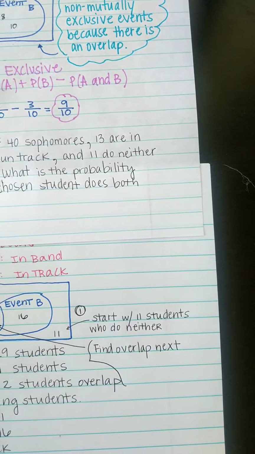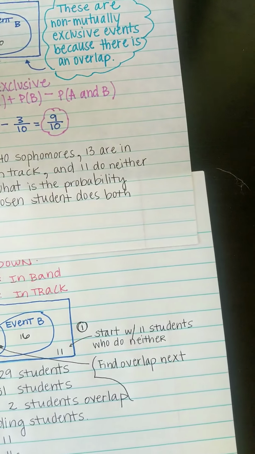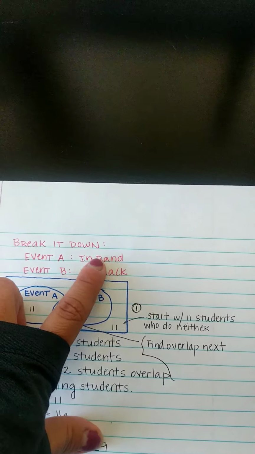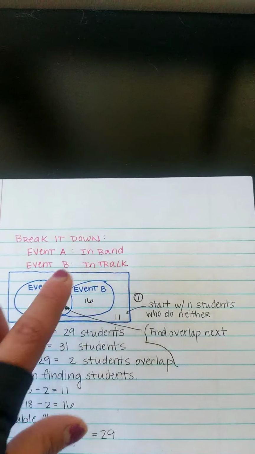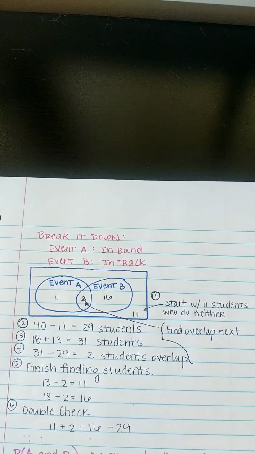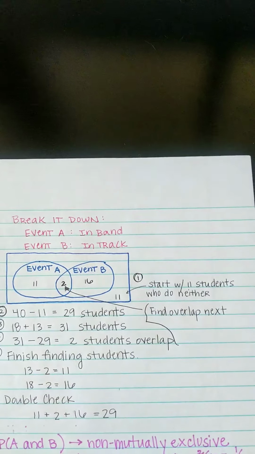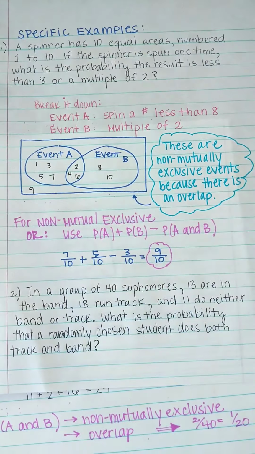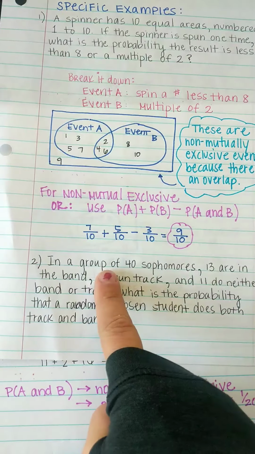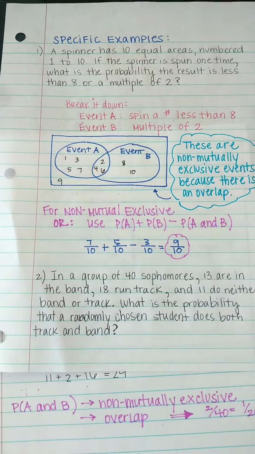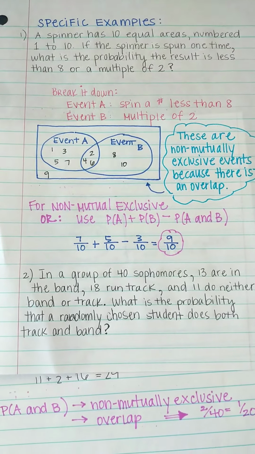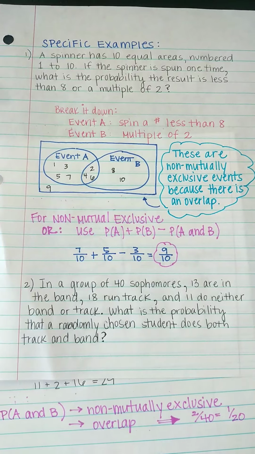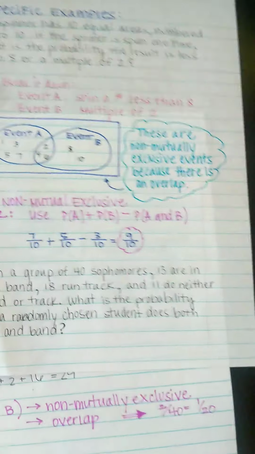So I'm going to just say event A. It doesn't really matter which one you choose for event A and which one you choose for event B. I'm going to say event A is in band and event B is in track. Okay. Now, this one's a little tricky, because it doesn't tell me what the overlap is, and if I add up all of my 3 numbers it gave me, 13 plus 18 plus 11, you'll notice that's more than 40, and there's only 40 sophomores, okay? Because 13 plus 18 plus 11 gives me 42.